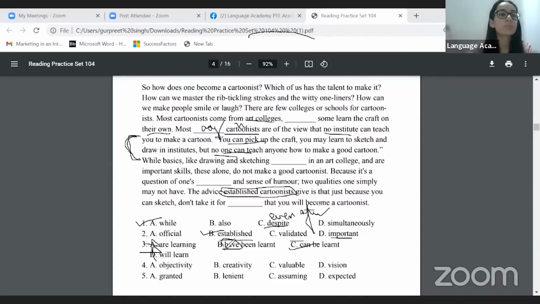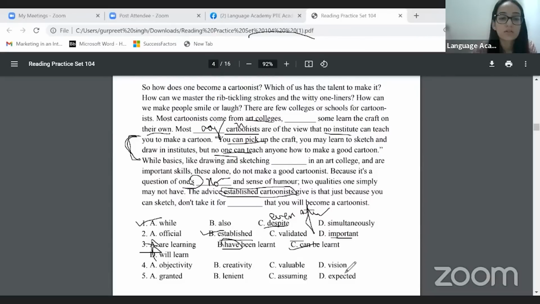So this was not about active and passive here. They were giving us the possibilities. Like we can learn drawing and sketching in art college, but nobody can make us a good cartoonist. Because it is a question of one's dash and sense of humor, with apostrophe, we always go with the noun. So objectivity, creativity, valuable is not a noun.